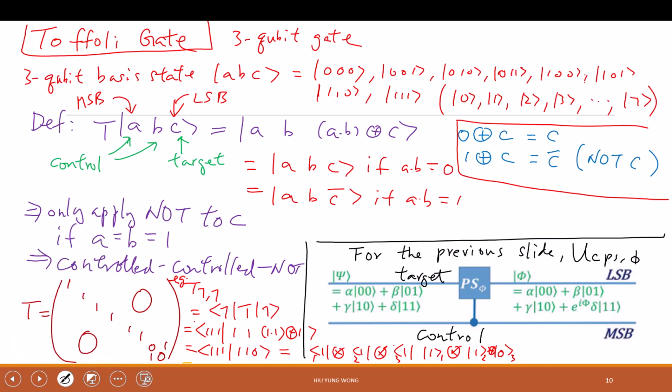Correct? And this equals 1 inner product 1 for the first qubit. What is 1 inner product 1? 1. 1 inner product 1 for the second qubit is what? 1. The last qubit is 1 inner product 0. So it's 1 times 1 times 0. That's why this is 0, right? And this 0 is this 0. That's how you get the matrix element.